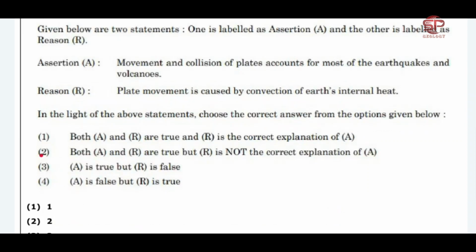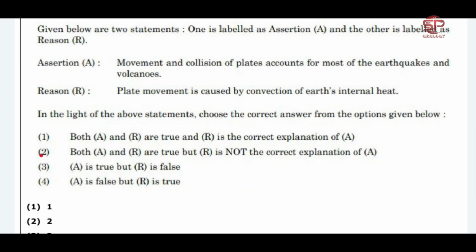Movement and collision of plates account for most of the earthquakes and volcanoes. So during subduction, you will find all types of earthquakes. And at a divergent plate boundary, you will find shallow focus earthquakes. With the tricky part: in a slow spreading ridge, you will find shallow focus earthquakes. In a faster spreading ridge, you will not find any type of earthquake.